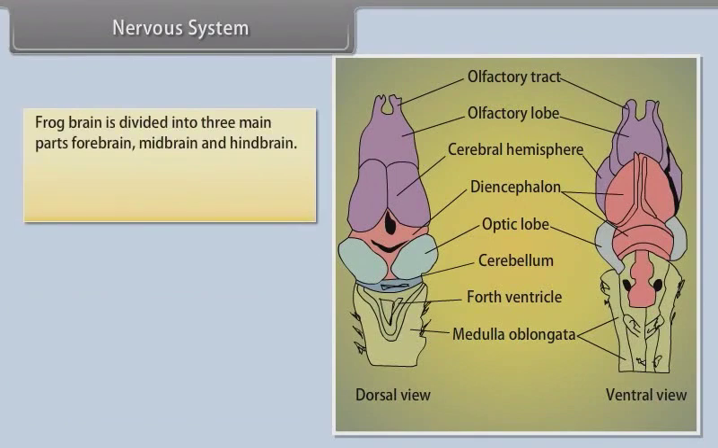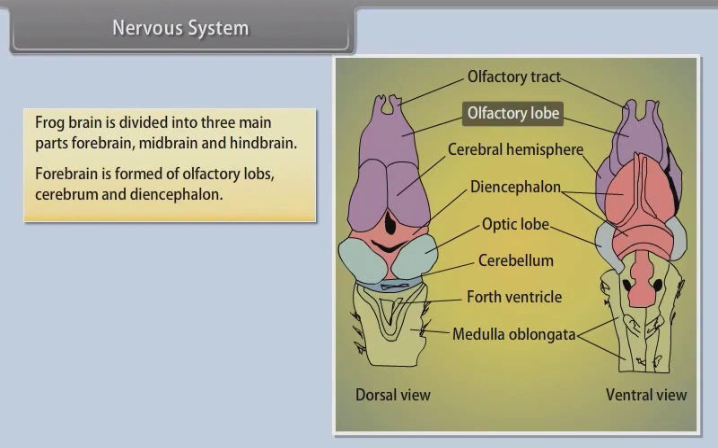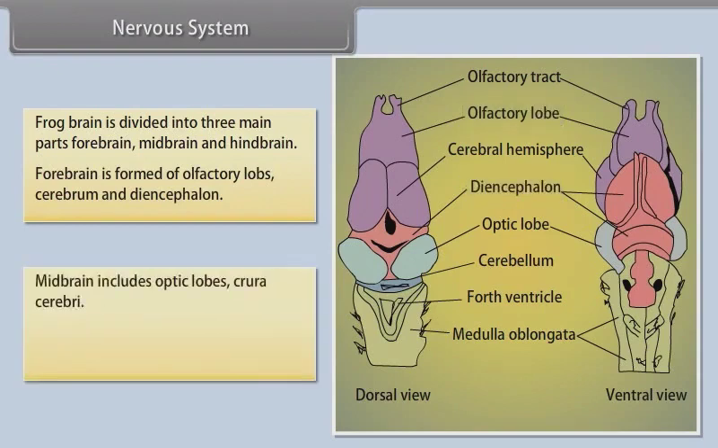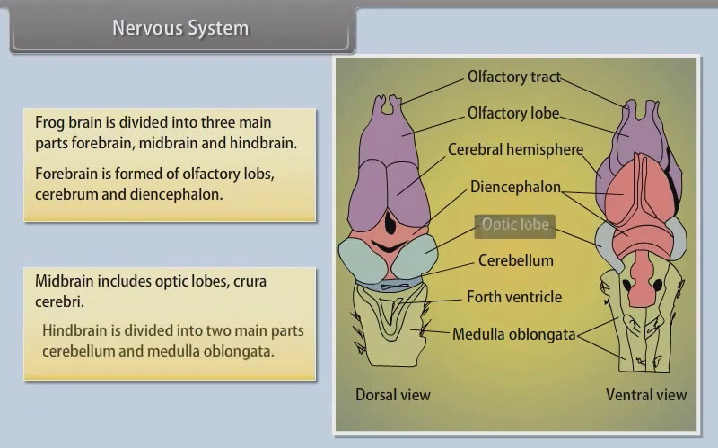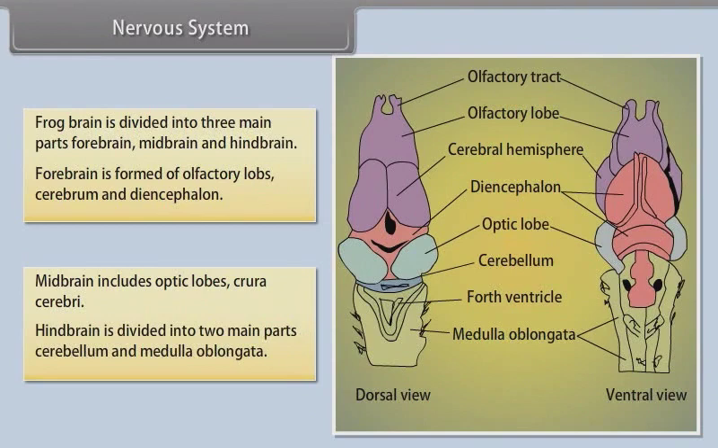Frog brain is divided into three main parts: forebrain, midbrain, and hindbrain. Forebrain is formed of olfactory lobes, cerebrum, and diencephalon. Midbrain includes optic lobes, crura cerebri. Hindbrain is divided into two main parts: cerebellum and medulla oblongata.